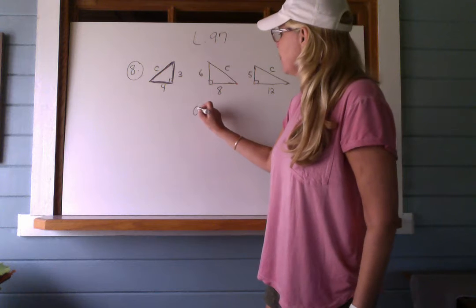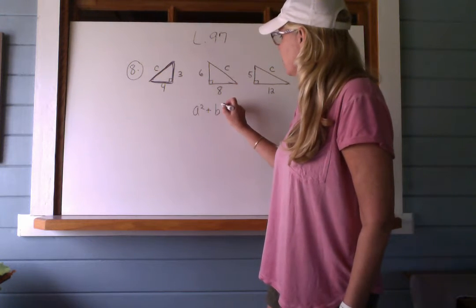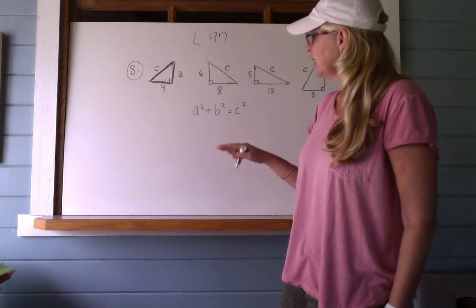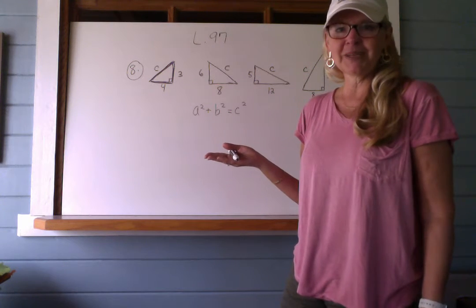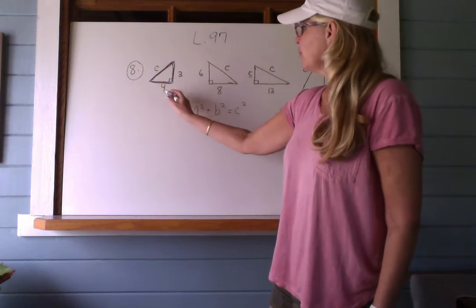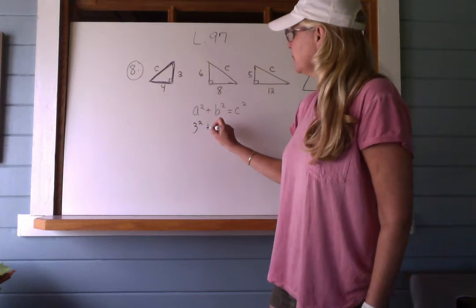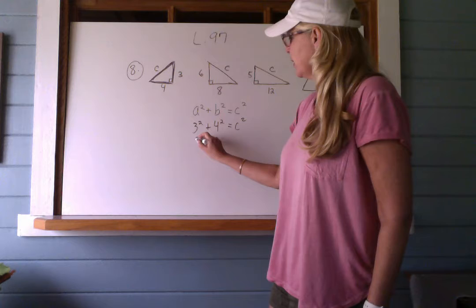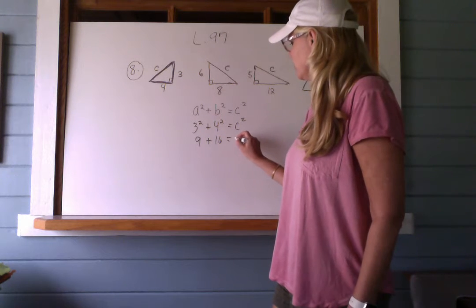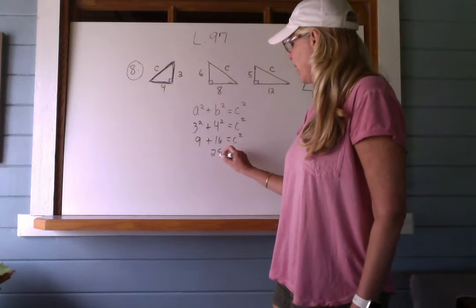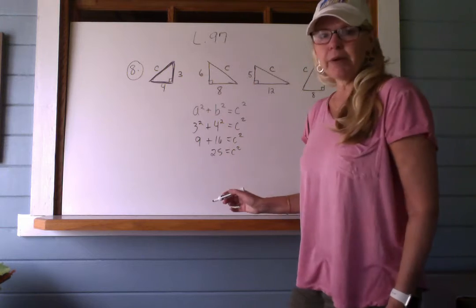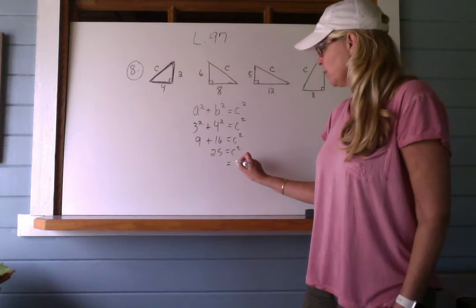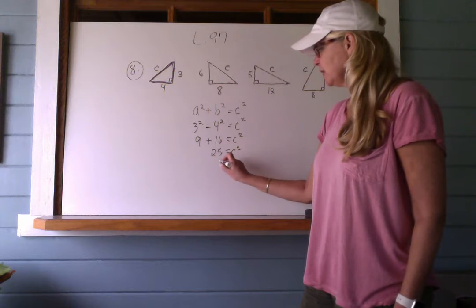So we're going to use our formula a squared plus b squared equals c squared, and we'll apply that and then get our hypotenuse. All right, so we know 3 squared plus 4 squared equals c squared. 9 plus 16 equals c squared. 25 equals c squared. Now remember from last week, we want to get rid of that square. So the square root of 25 is 5.